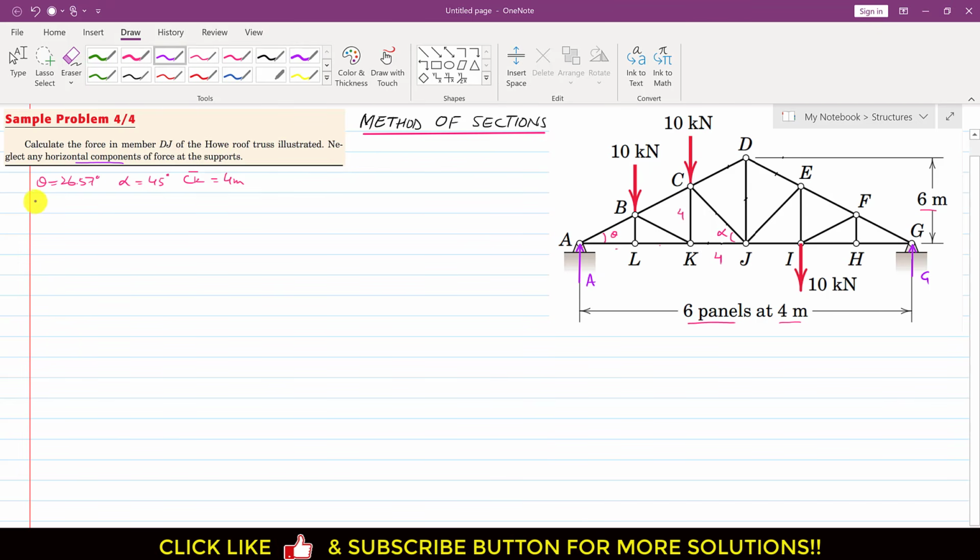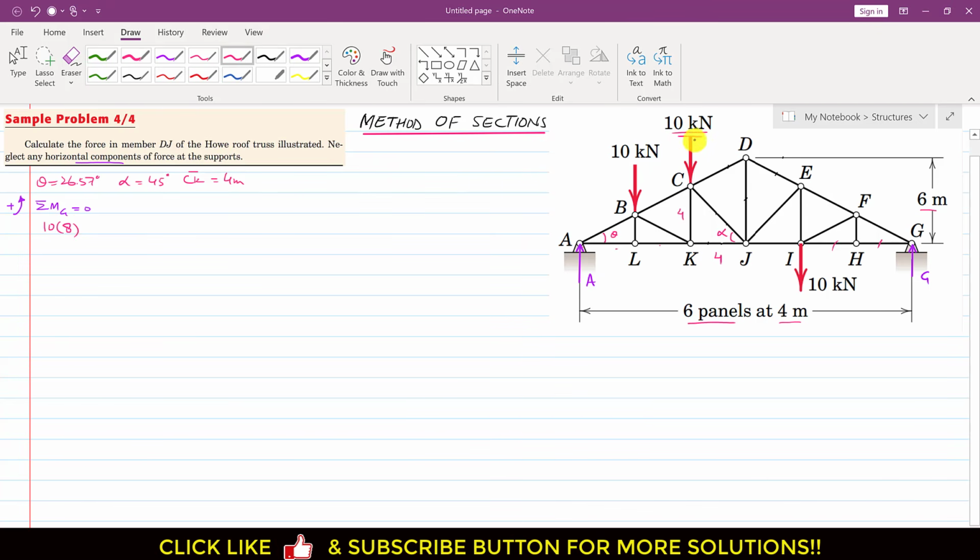So if I write that the summation of moment about point G equals 0, and if we consider the counterclockwise moment as positive, then as we can see, this 10 kilonewton force is producing a clockwise moment about this point G, right? So we will write 10 kilonewton, and the perpendicular distance of this 10 kilonewton force from point G is 4 plus 4, right? So this is 8. So we will multiply it with 8.